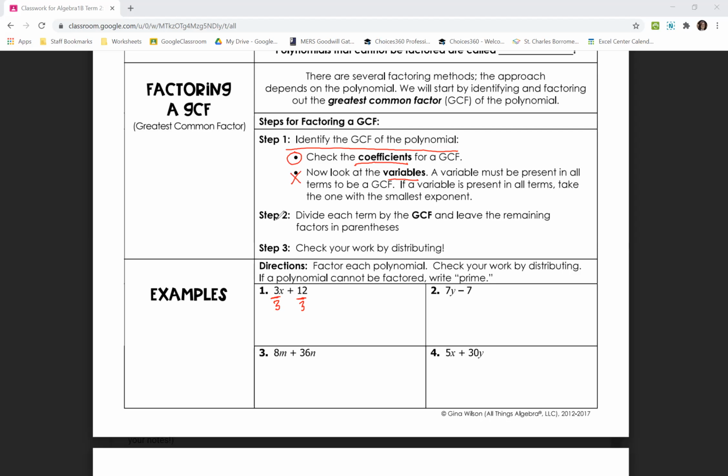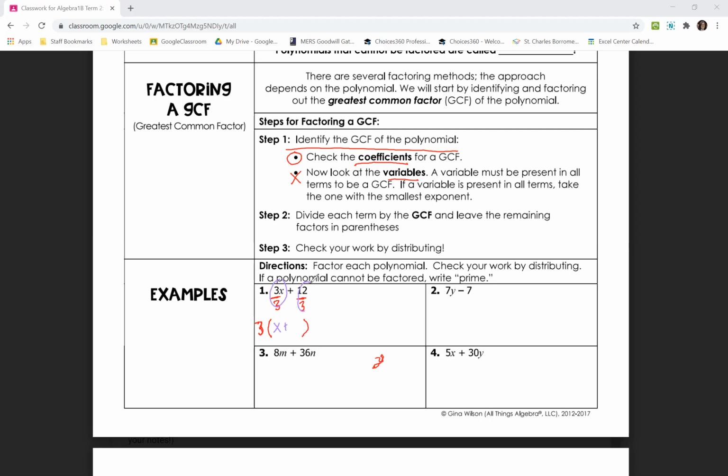But all I need to do in step 2, since I identified the greatest common factor, which is a 3, is divide each term by that greatest common factor. So I set up my division: 3 divided by 3, 12 divided by 3. What we need to do is leave the remaining factors in the parentheses. Since I can divide a 3 into both, I'm going to pull out that 3, and I'm going to leave whatever's left inside my parentheses. Here, 3x divided by 3 is just x.